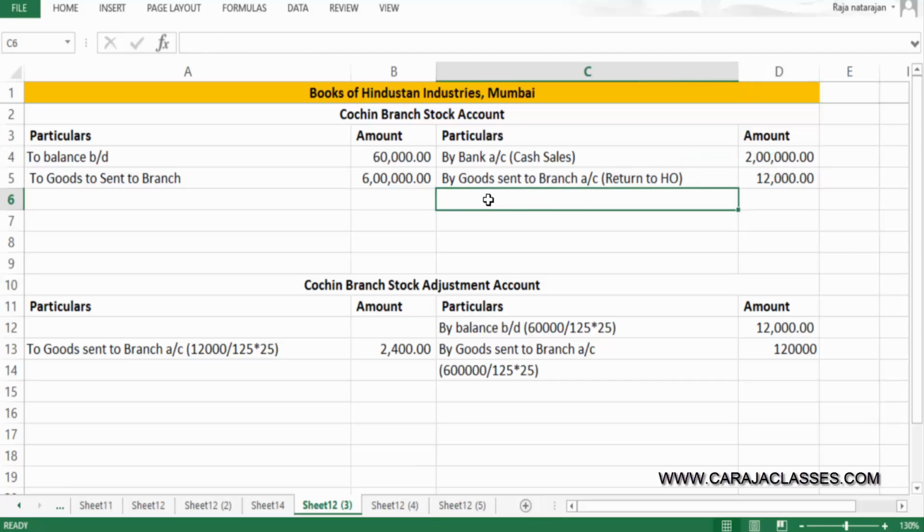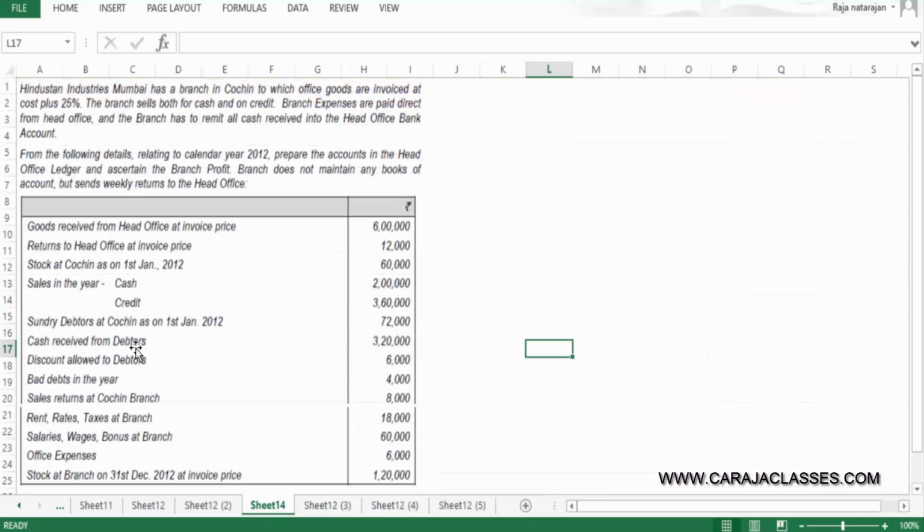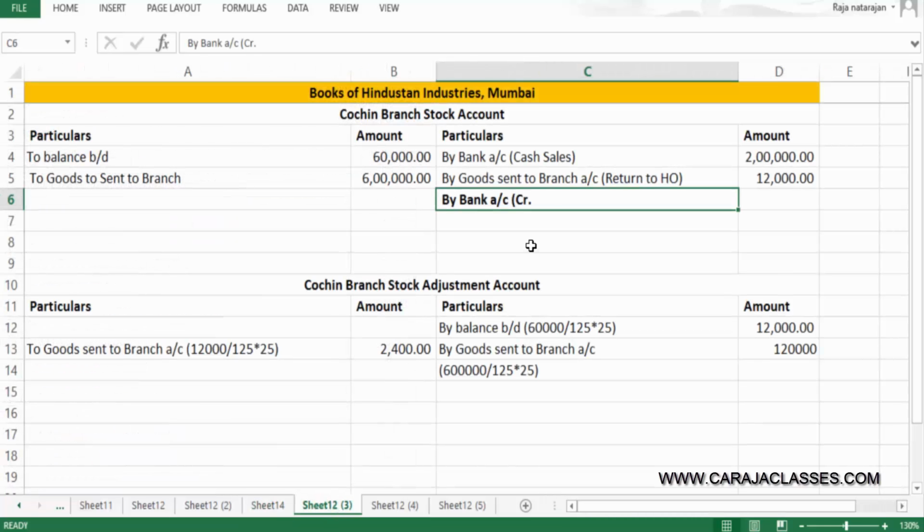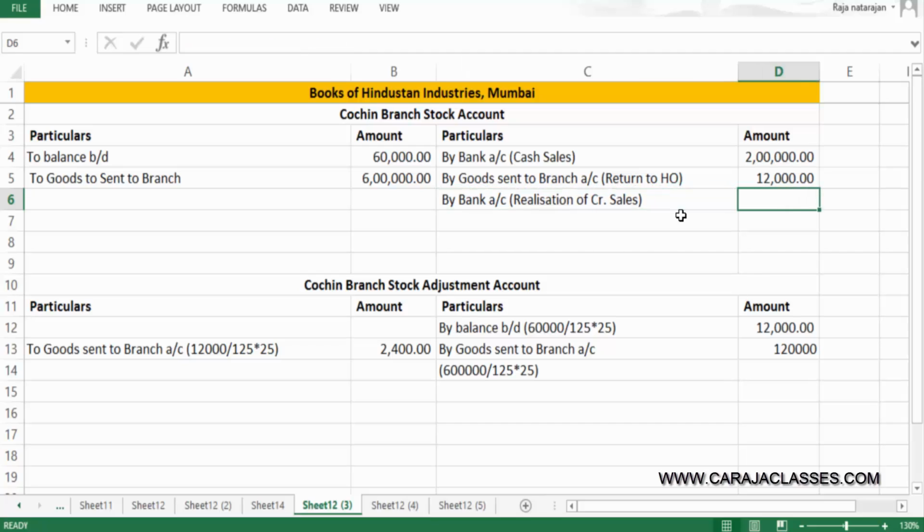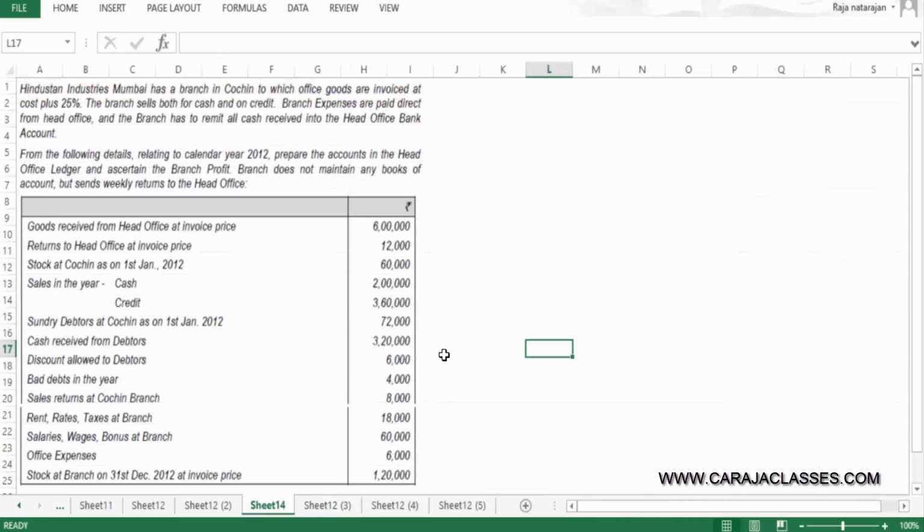So we'll say by bank account, and it is going to be realization of credit sales. What is the exact information we have? Realization of credit sales 3,20,000. Realization of credit sales, and the amount is 3,20,000. Fine. What is the next item we have?